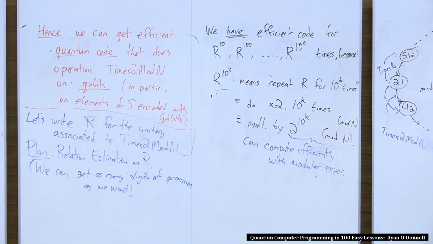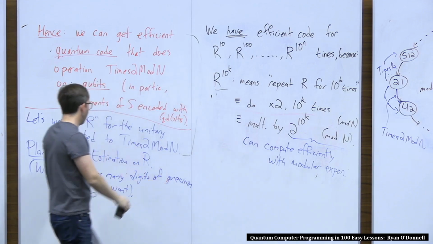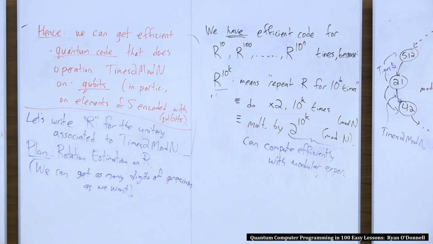Okay. So that's the plan. We have the code for R. We also have all these codes for R to the 10, R to the 100, R to the any power of 10. And the plan for trying to figure out L, the length of this cycle, is going to involve doing rotation estimation on R.